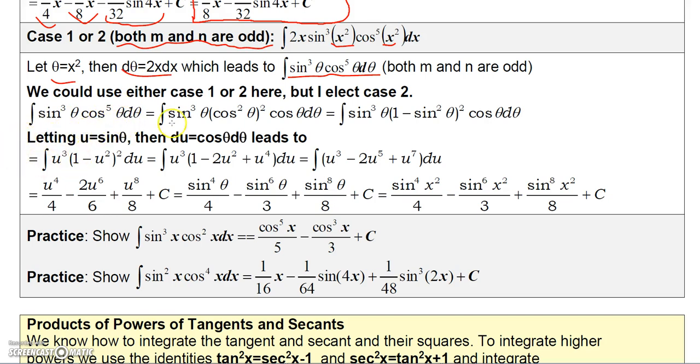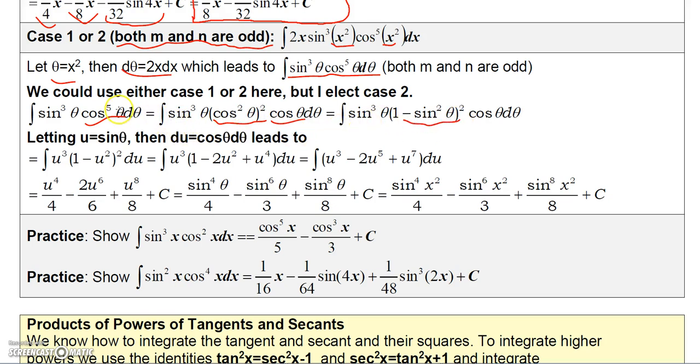So I'm going to just write cosine fifth theta as cosine fourth theta times cosine theta. And cosine fourth theta is cosine squared theta, squared. So I have cosine squared theta squared times cosine theta. Then replace the cosine squared theta with 1 minus sine squared theta.